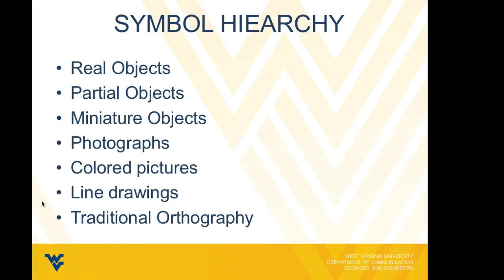We often think of symbols in a hierarchy, starting with items that are most concrete and moving to items that are the least concrete. So objects are really concrete symbols. They are 3D symbols that can be touched and seen. Sometimes we'll use partial objects or miniature objects, and we work our way down to photographs, colored pictures, line drawings, or traditional orthography or actual writing.